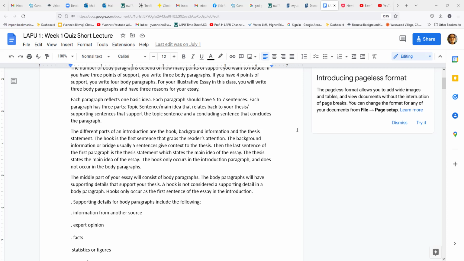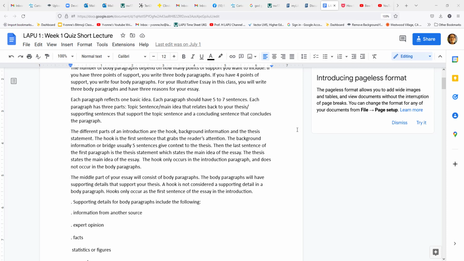The different parts of an introduction are the hook, background information, and the thesis statement. The hook is the first sentence that grabs the reader's attention. The background information, or bridge, is usually 5 sentences in the middle of the introduction that give context to the thesis. Then the last sentence of the first paragraph is the thesis statement, which states the main idea of the essay. The hook only occurs in the introduction paragraph and does not occur in the body paragraphs.